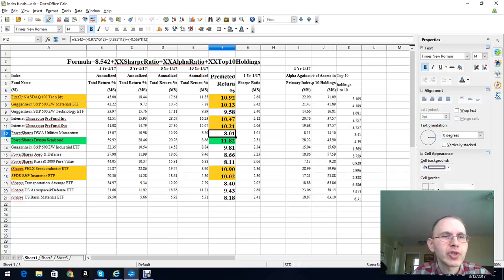8.01% for PowerShares DWA Utilities Momentum. Even the lowest of the best index funds generates more than this. And then they keep increasing. For example, this one, the Guggenheim S&P 500 EW Technology ETF, generated a whopping 9.58%. It's getting closer to 10%. Another one is 10.9, 10.13, and more than this, all around this number.